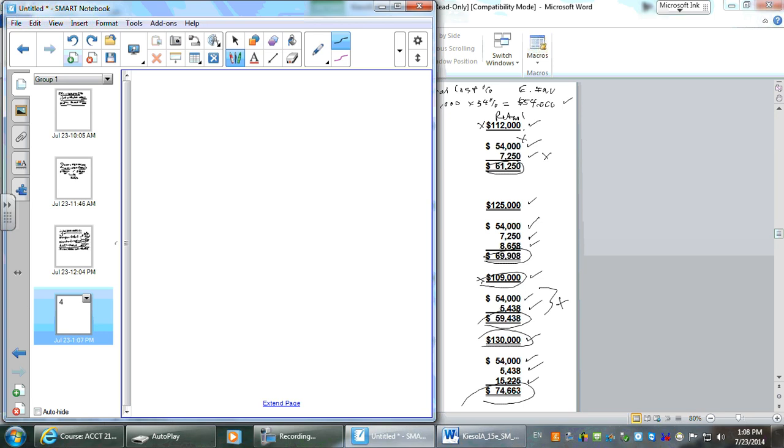You just want to get your cost of goods sold percentage. Take it times the ending inventory and the sales price.